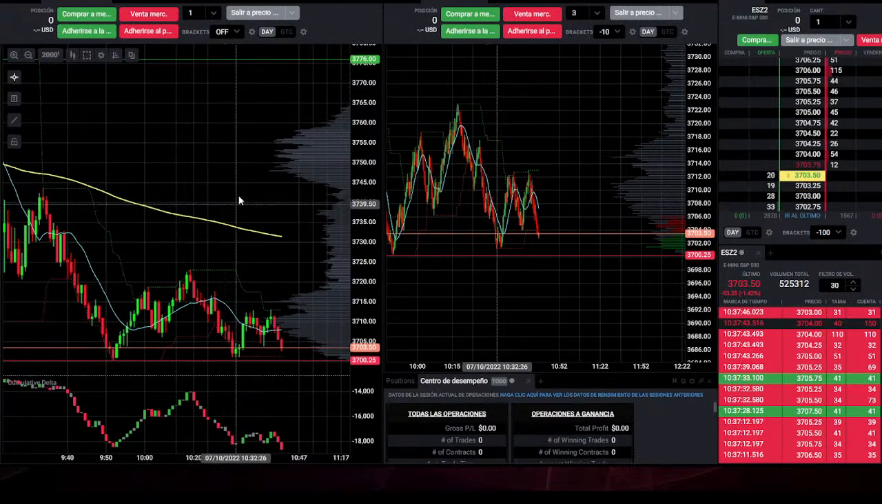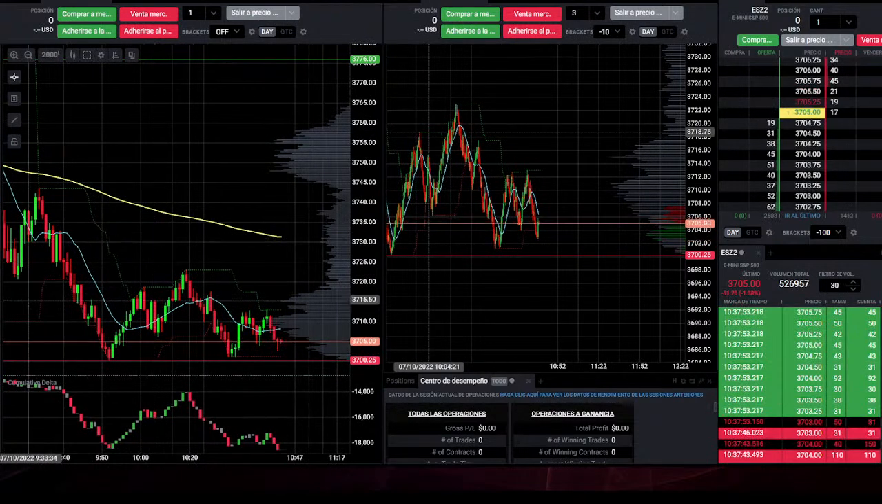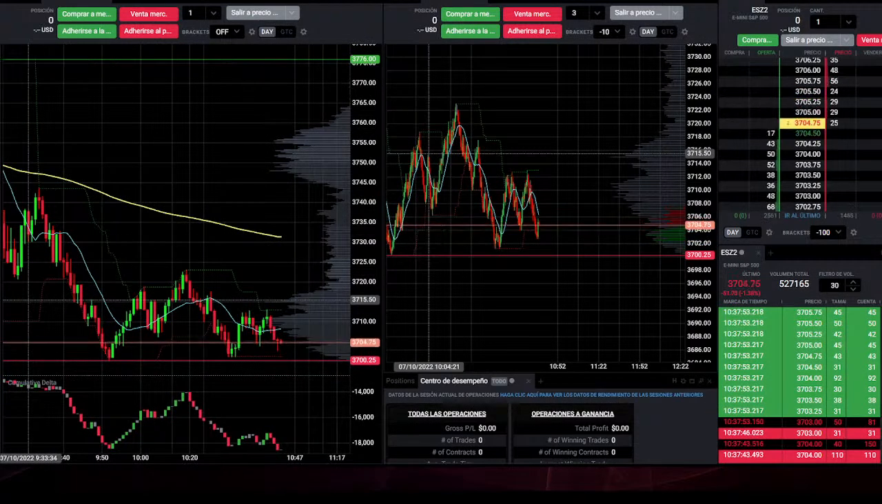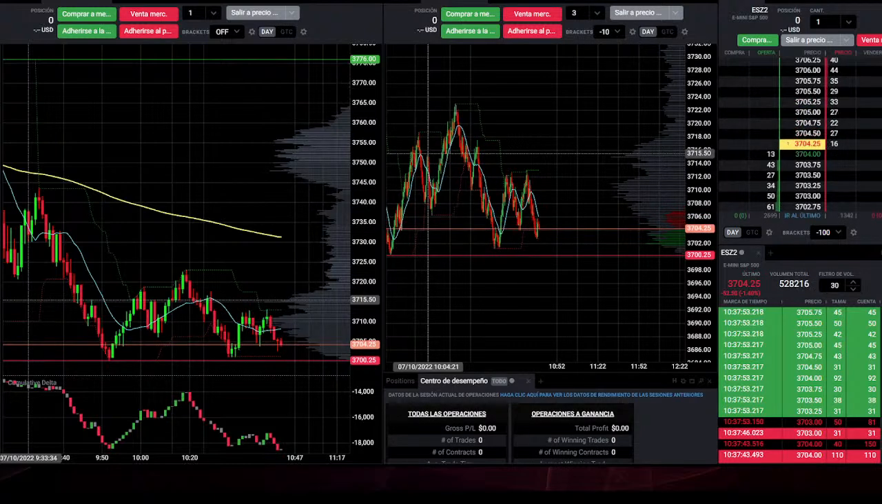Okay, so these ones are the same as the ES, but it's just that the risk is a tenth of a full contract, and also the losses and the wins.